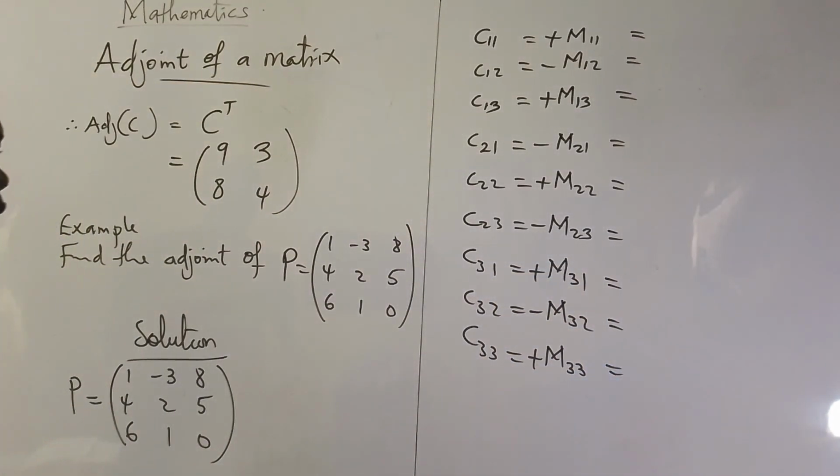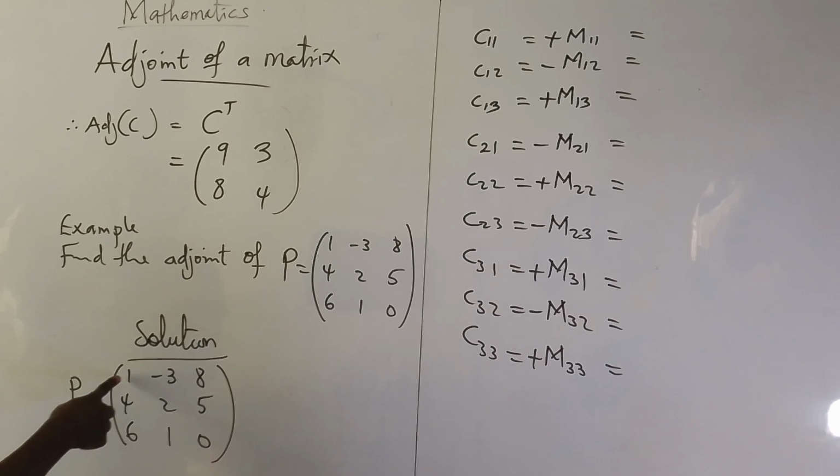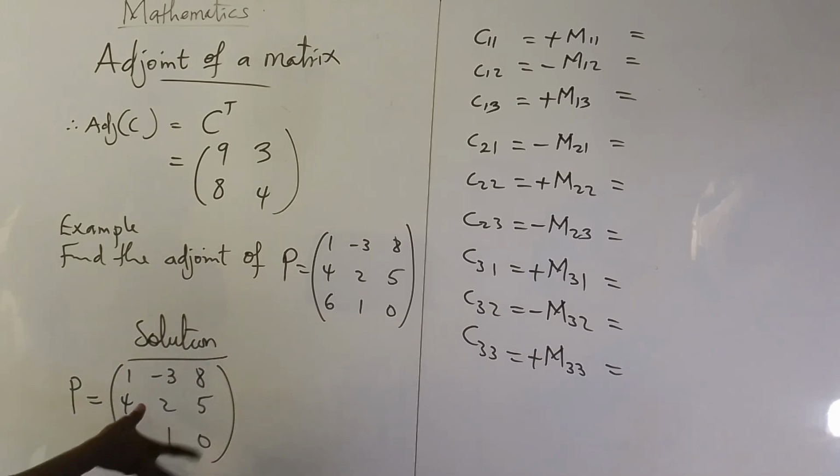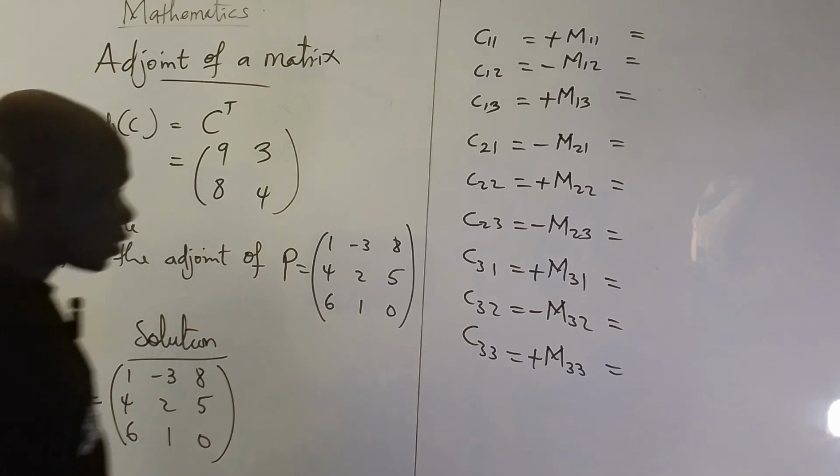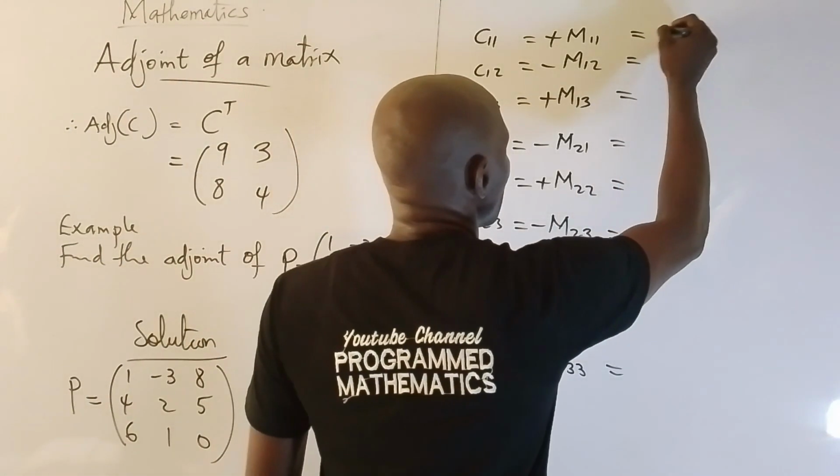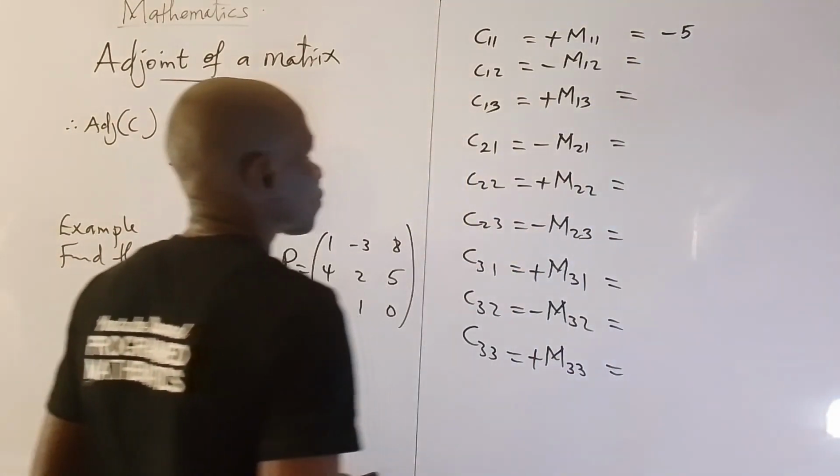For M11, M11 means first row, first column. We are left with 2, 5, 1, 0. The determinant of that: 2 times 0 is 0, 1 times 5 is 5, 0 minus 5 is minus 5. So this one is minus 5.